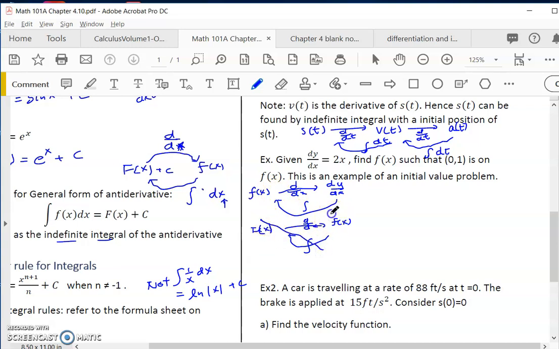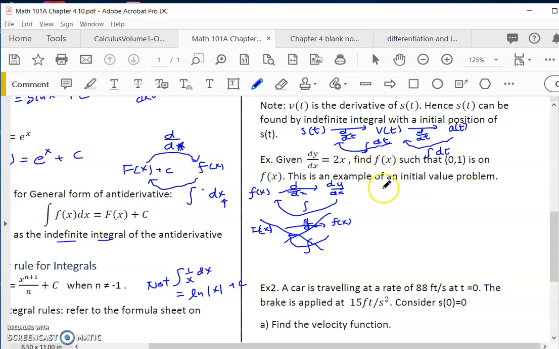Okay, this is not the notation that we use. We do this: whenever you see f of x, it was the original one. So we'll say dy/dx equals 2x. Find the original one so that (0, 1) is on f of x. So I know some point here before the derivative. So this is an example of an initial value problem.